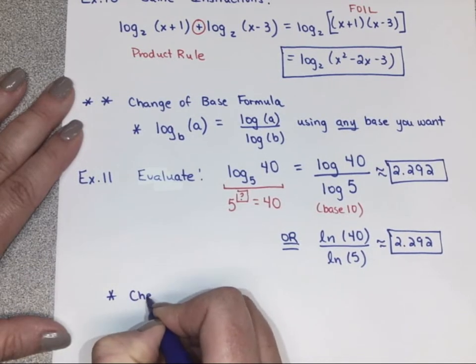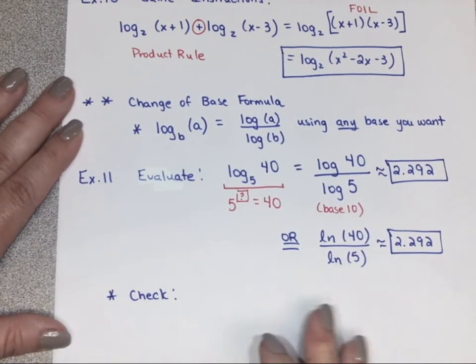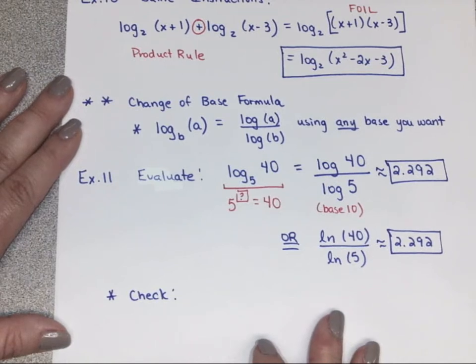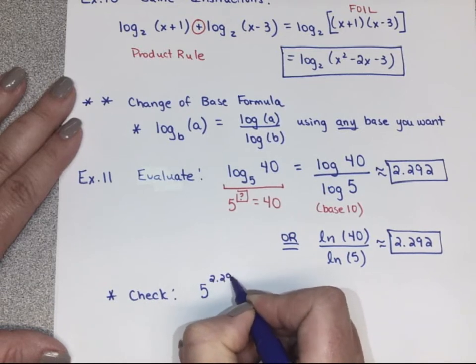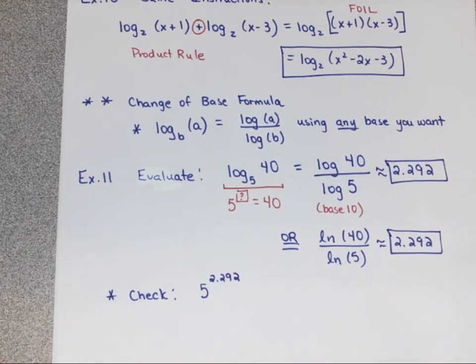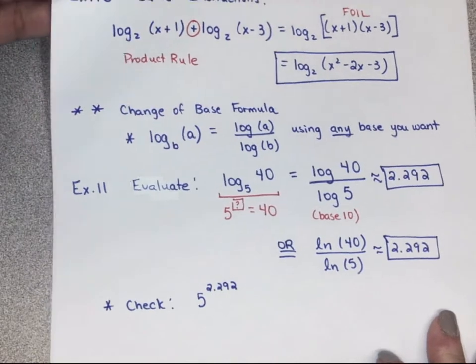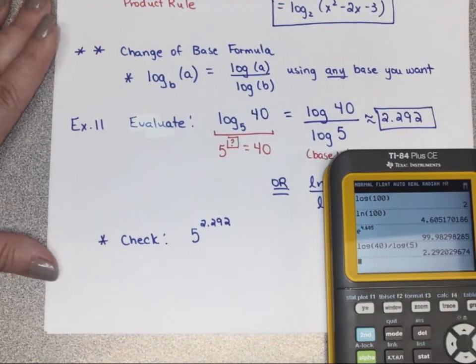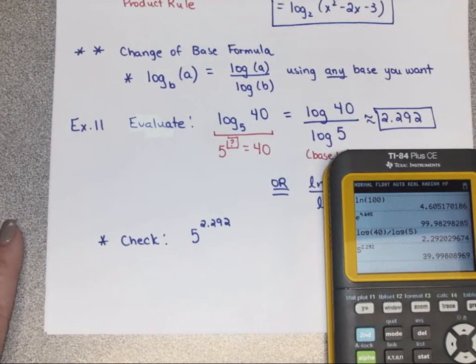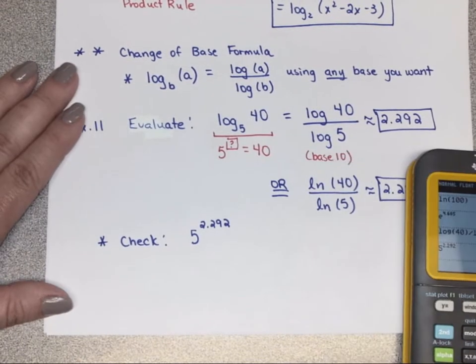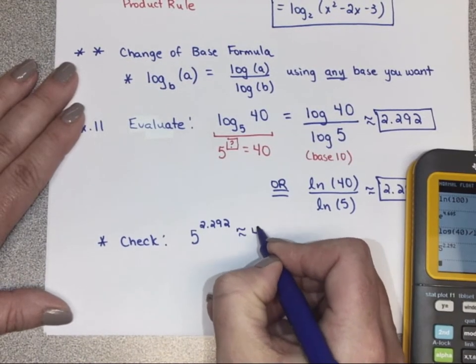You don't have to, but you can check your work here. And I think it's good for the understanding purposes. So, in other words, if you raise 5 to the 2.292 power, what should you get awfully close to? 40? Okay, so let's see if that works. So we're going to raise 5 to the 2.292 power. And notice we don't get exactly 40, but how close is it? It's pretty close, right? So it's going to be about 40.